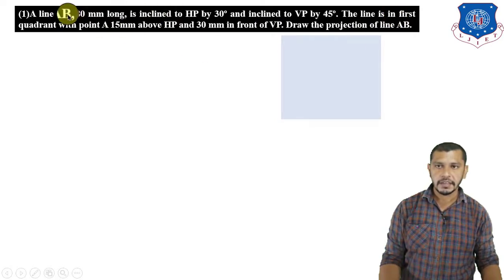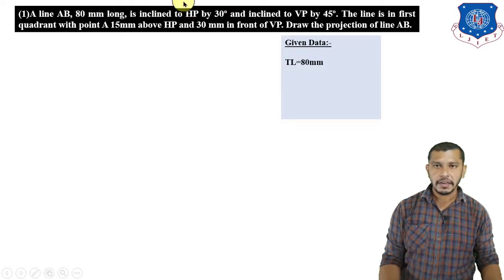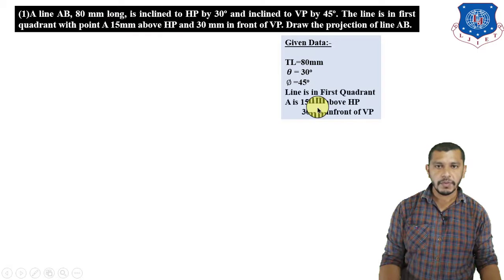So the given data is line AB 80 mm long, that means the true length of the line is 80 mm. Line is inclined to a horizontal plane by 30 degree and vertical plane by 45 degree. So angle of inclination with the horizontal plane is theta, and angle of inclination of the vertical plane is phi. So theta is 30 degree and phi is 45 degree. And point A is 15 mm above HP and 30 mm in front of VP, and the line is in the first quadrant. And we have to draw the projection of the line by using this given information regarding the line.